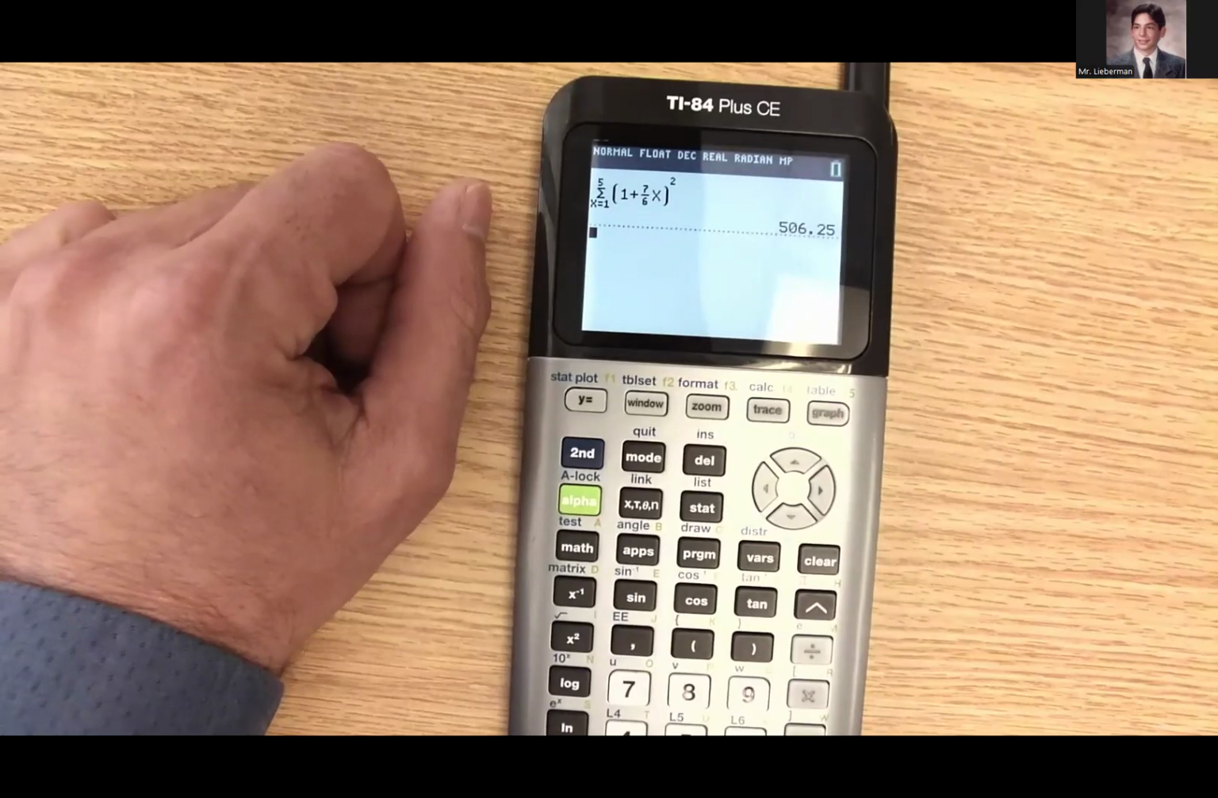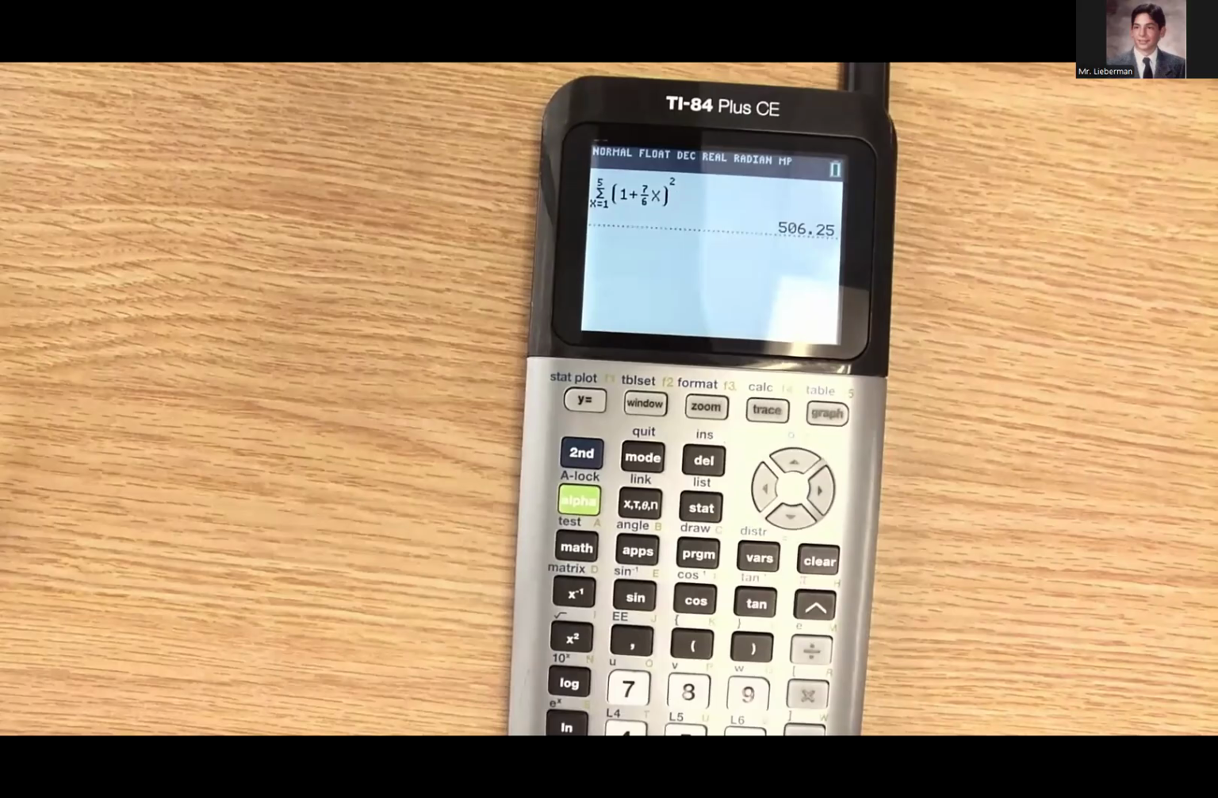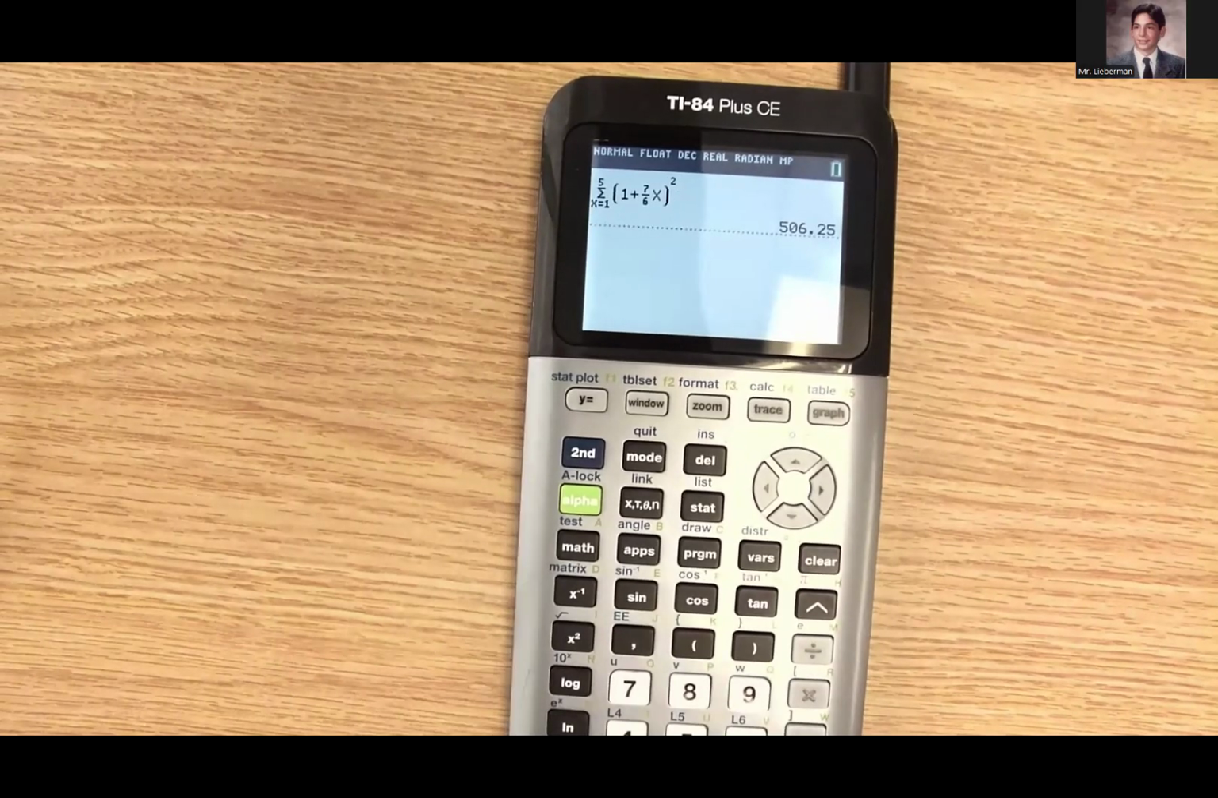Take a moment to discuss where that long expression came from and how you translate it eventually into sigma notation, please.